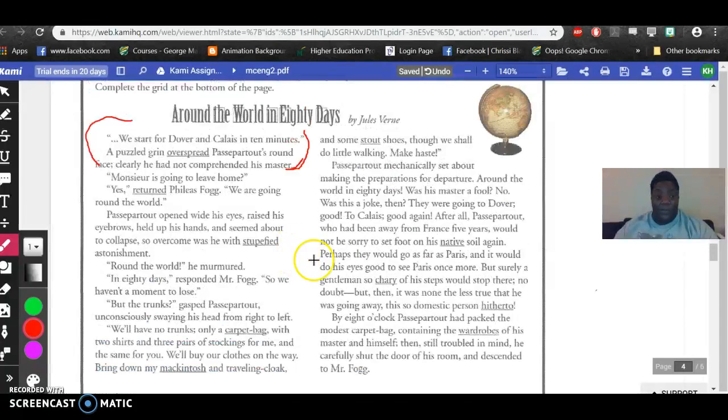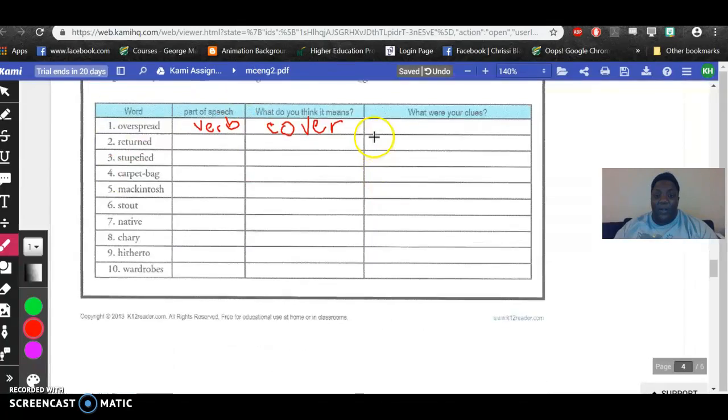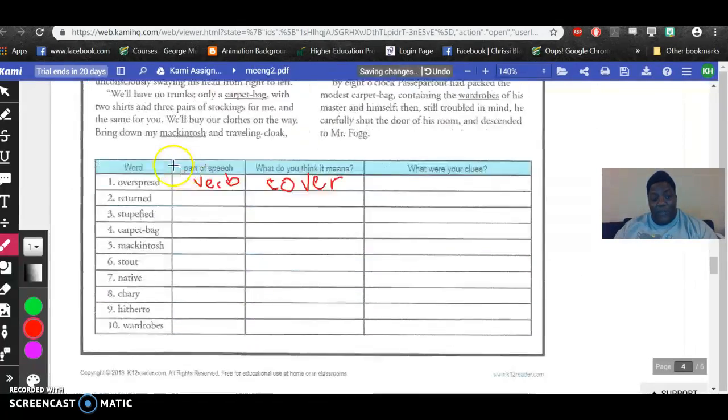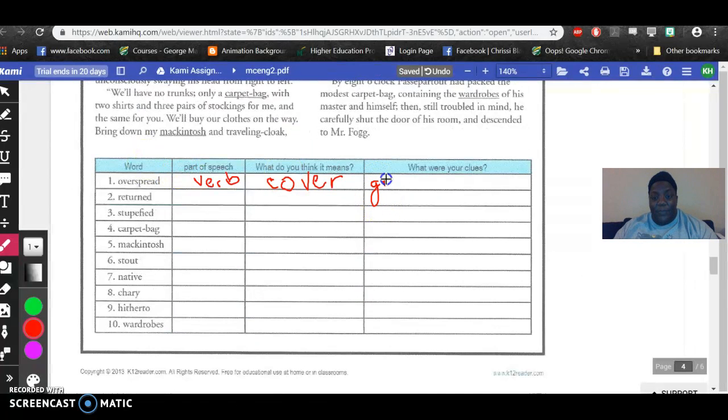What were your clues? A puzzled grin overspread his round face. My clue right here would be that it was a grin and the round face. So that's what I would put here. My context clues were the grin across his round face. You get what I'm saying. Hopefully the next one will go smoother.